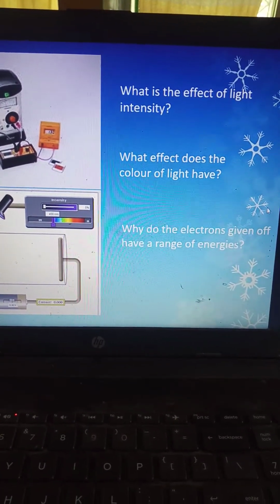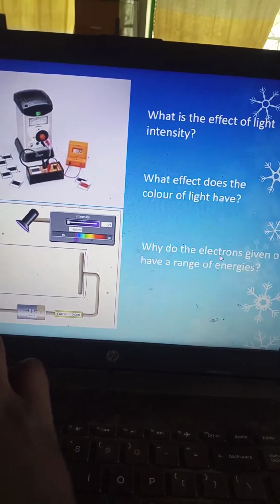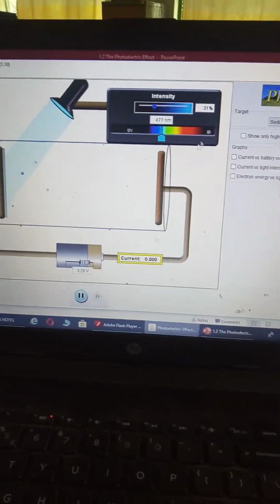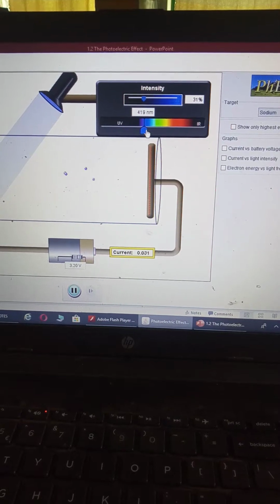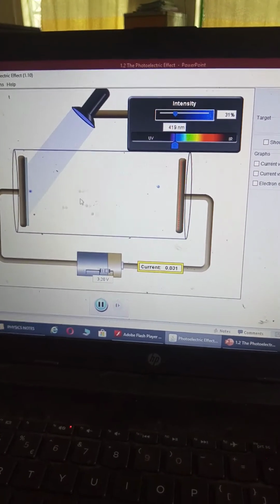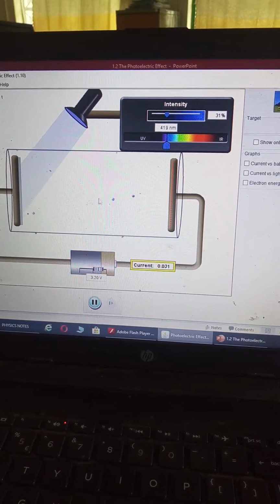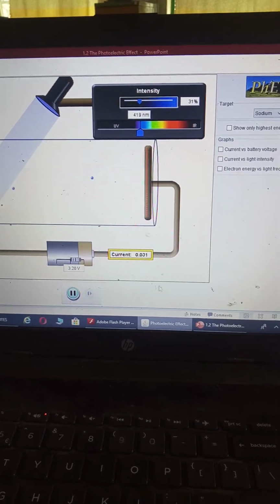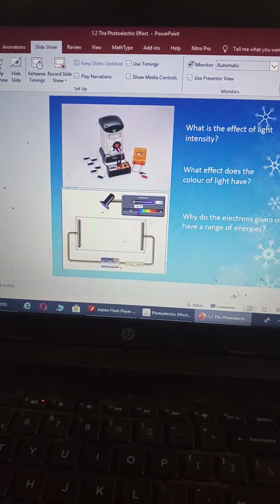Why do the electrons given off have a range of energies? Maybe I didn't show that one. You can see that the electrons that are ejected do not move at the same velocity. I want you to look at that. They don't move at the same velocity. There are some that move at a very high velocity compared to the rest. We will answer that one today.